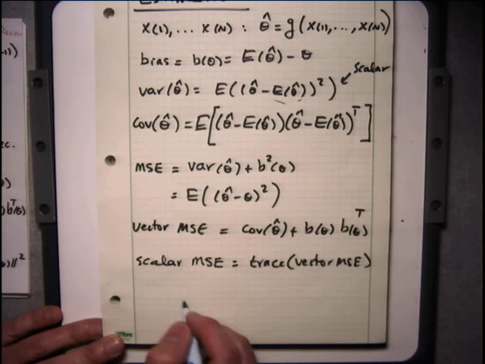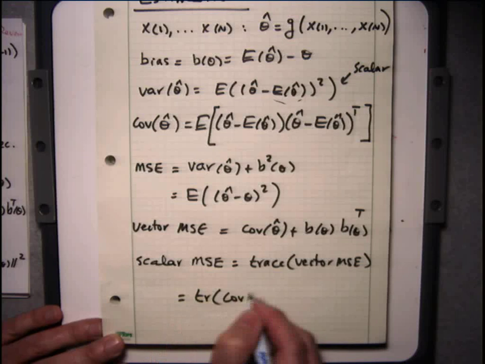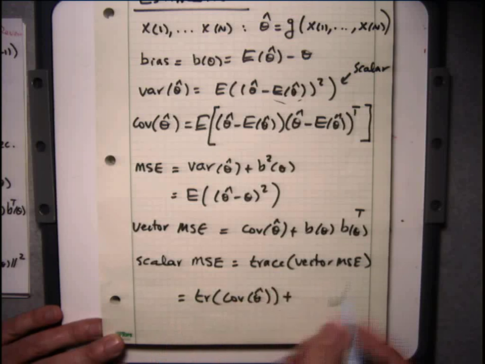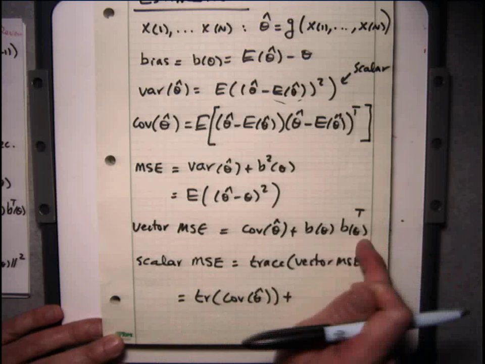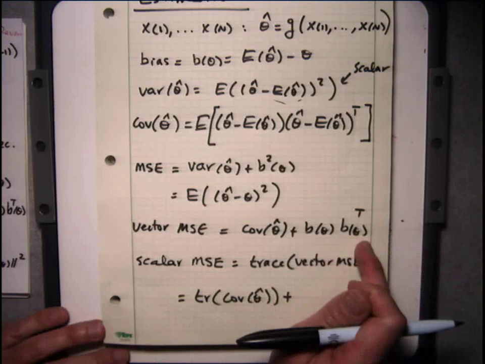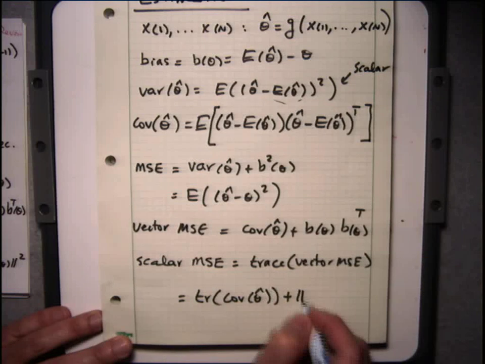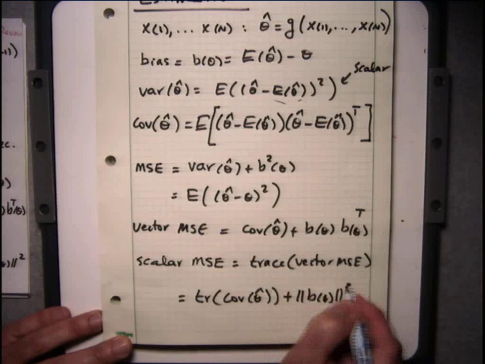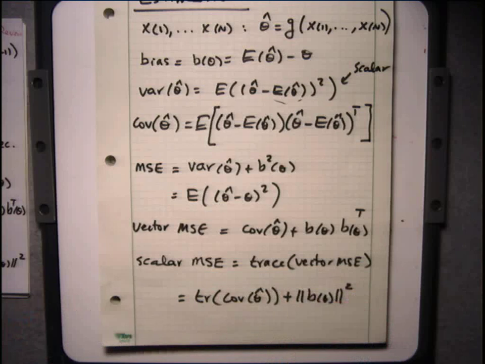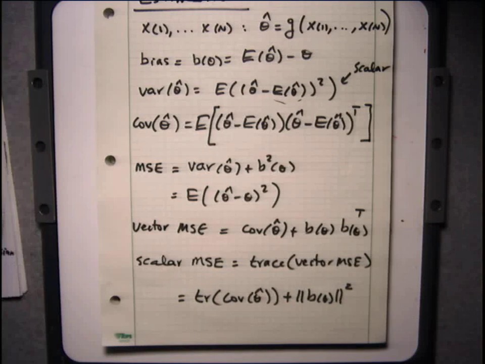Okay, so if we do that, this is the trace of the covariance of theta hat plus the trace of this matrix. Remember, this is a matrix. It's an outer product, so it's an n by n or p by p matrix. And the trace here can in fact be written as the norm of b of theta squared. So the trace of this matrix is in fact b transpose b, which is nothing but the norm of b squared. Okay, so with this in place, then we went on and defined various different criteria for doing estimation.